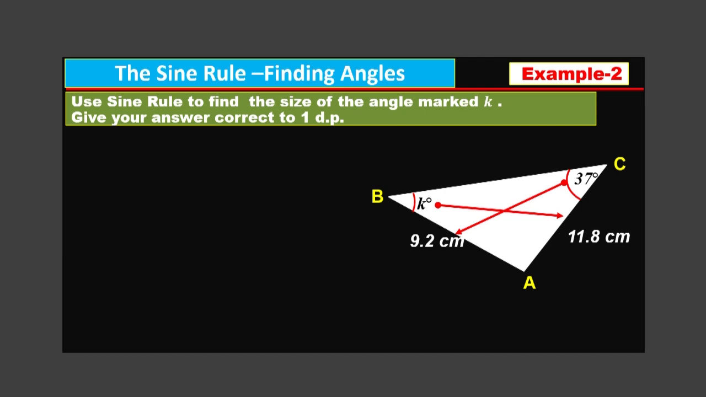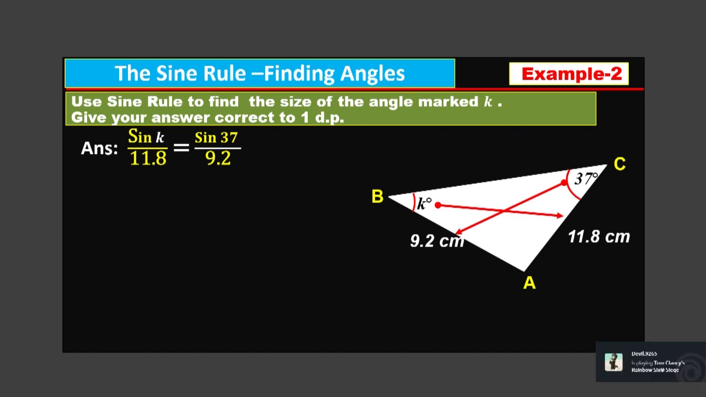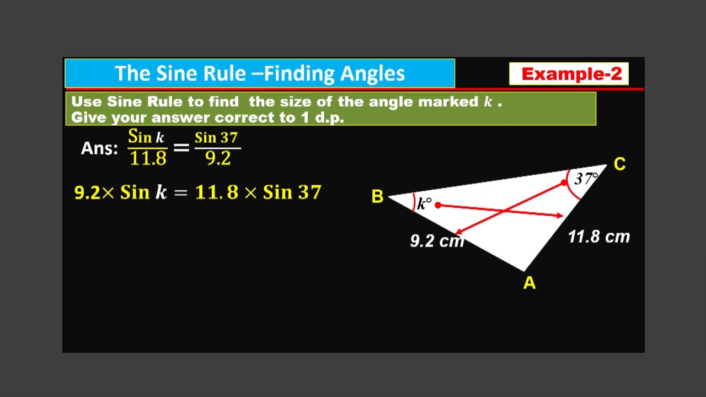So since the question is asking about angle K, we can start writing as sine K by 11.8 equals sine 37 by 9.2. So what will be the next step? The next step would be cross multiplication. So when you cross multiply, you will get 9.2 times sine K equals 11.8 times sine 37.